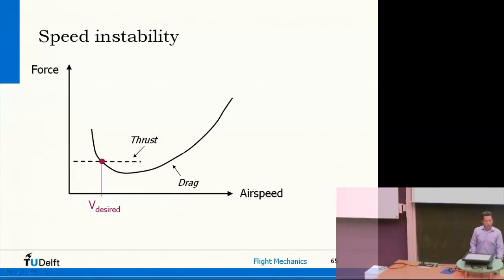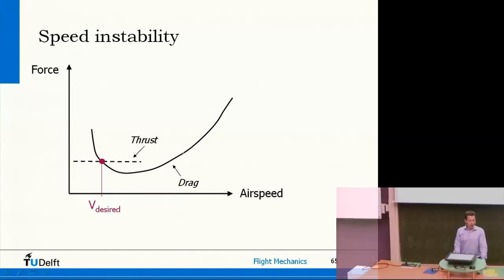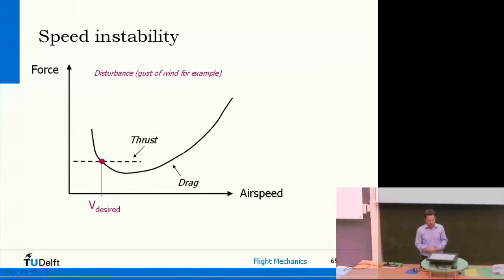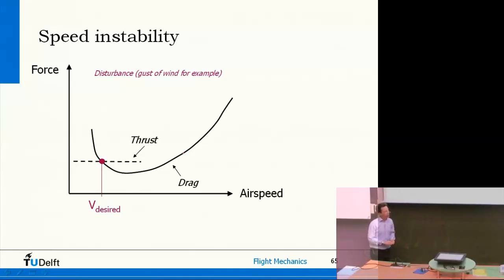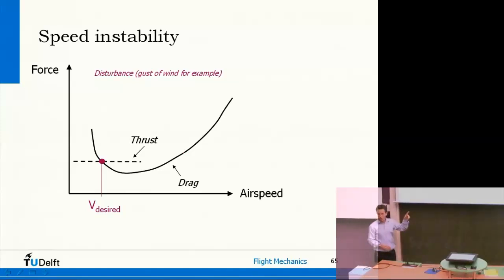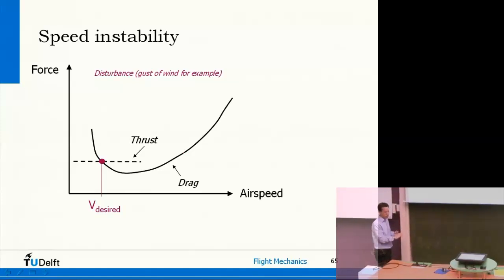Now of course, there will always be things called disturbances. With a disturbance I mean maybe there's a little bit of turbulence, a little bit of wind. And let's assume that this disturbance somehow makes the aircraft decelerate slightly. Now if you decelerate, then you go to the left in the diagram, which means that aerodynamic drag has suddenly increased a bit. And this is this lift-induced drag, right?